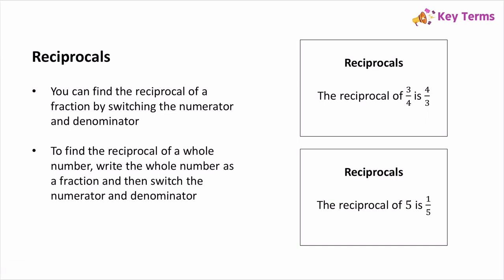Remember, whenever you're working with fractions, you can find the reciprocal by switching the position of the numerator and the denominator. To find the reciprocal of a whole number, you're going to write the whole number as a fraction and switch the numerator and denominator. So here you can see the reciprocal of 3 over 4 is 4 over 3, right? We just switched the position of the numbers. If you have a whole number like 5, remember that basically means 5 over 1. So when you find the reciprocal, we just switch the positions and we get 1 over 5.